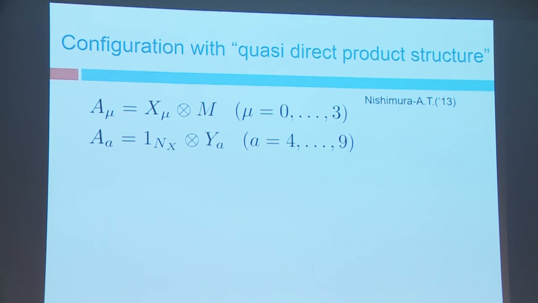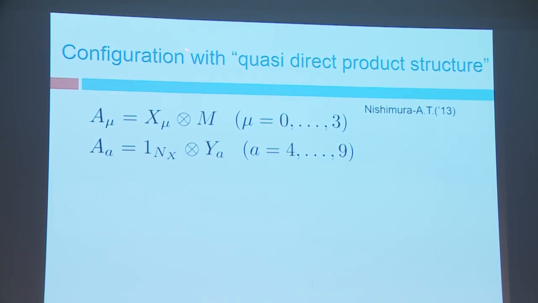In solving the equations of motion, we assume a configuration with quasi-direct product structure. We assume the following structure, A_mu here, where mu runs from 0 to 3, and A runs from 4 to 9. We have some factor M, which is considered to correspond to a warp factor. And Y_A represents the structure of the six-dimensional extra dimensions. We denote the size of this matrix N_X, while we denote the size of this matrix N_Y. The total size is given by N_X times N_Y.